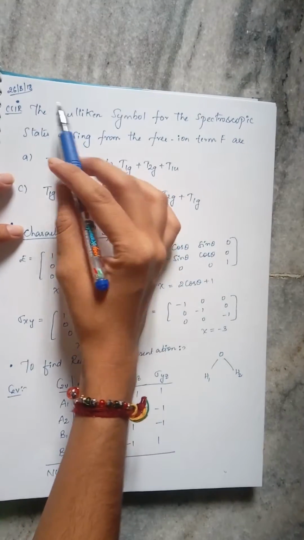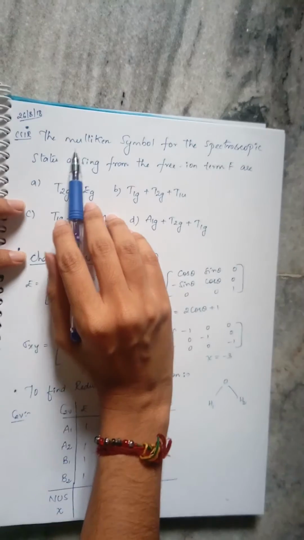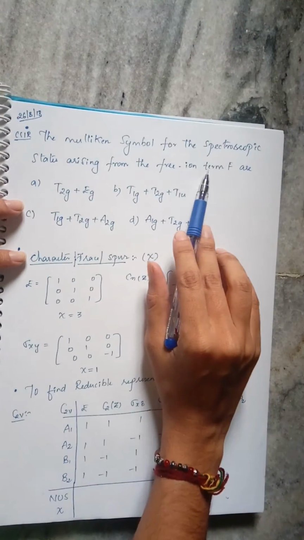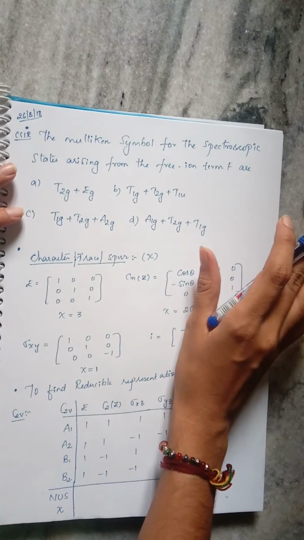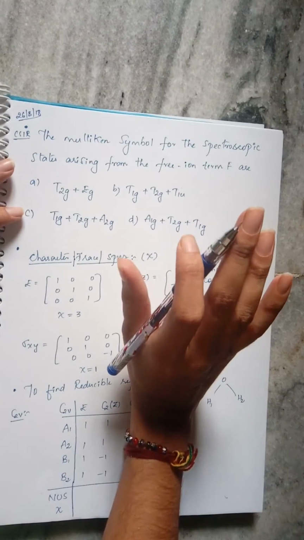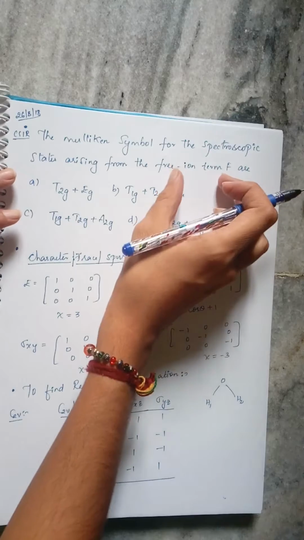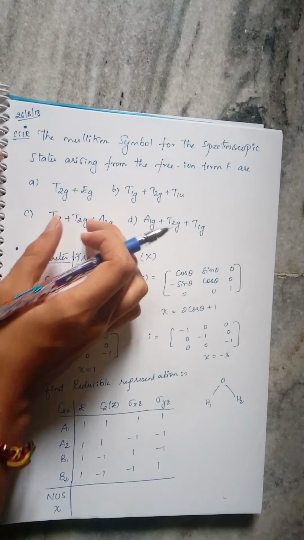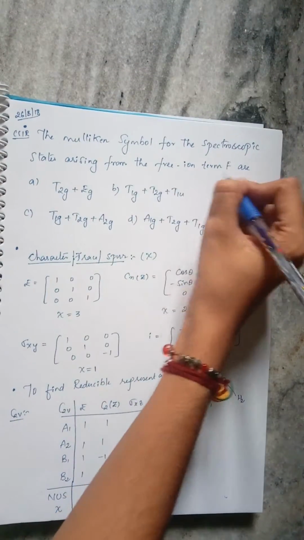Right, so another question which came in CSIR for 2 marks from group theory, and the question says: the Mulliken symbol for the spectroscopic state arising from the free ion F term. So looking at the question, don't worry about how you are going to solve it. I will teach you a very easy way to grasp that the F ion term consists of these particular states but not any other states. Okay, so first thing you should know is the F term.